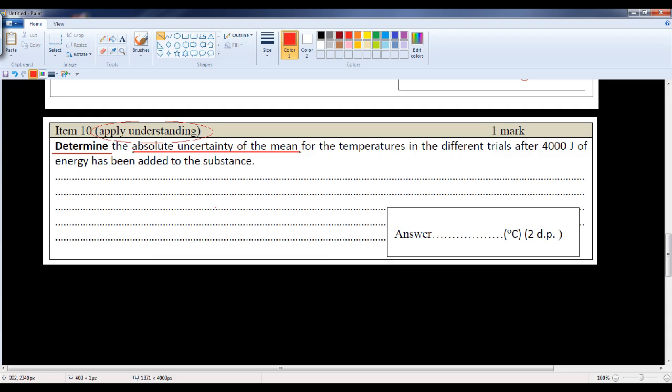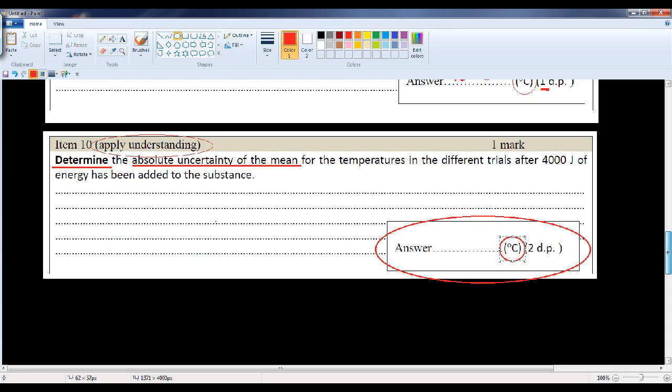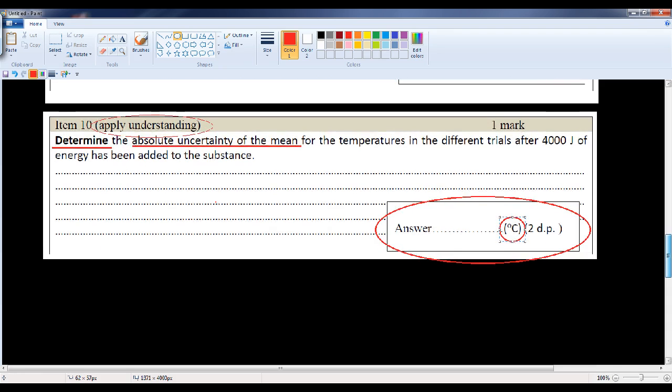For what? For the temperatures. If you're not quite sure, look at the box here. So what's the box? If there's a box, there must be a numerical answer, right? And you see the unit is degrees Celsius. So you need to answer a temperature in terms of numbers. So the absolute uncertainty of the mean for the temperature. That's why the answer should be a temperature in the different trials after 4,000 joules of energy. Again, it's about the 4,000 joules of energy that has been added to the substance.